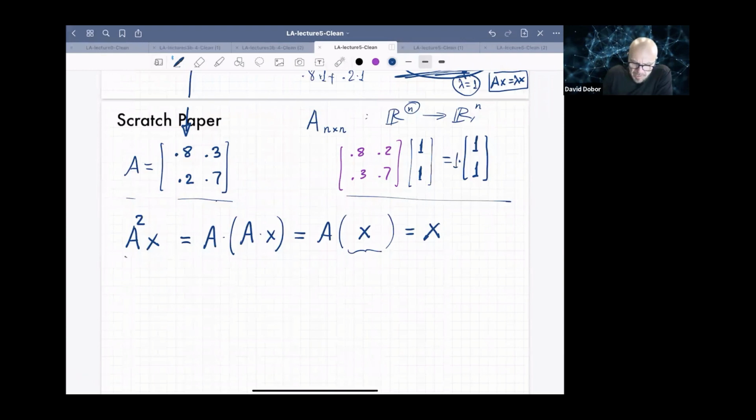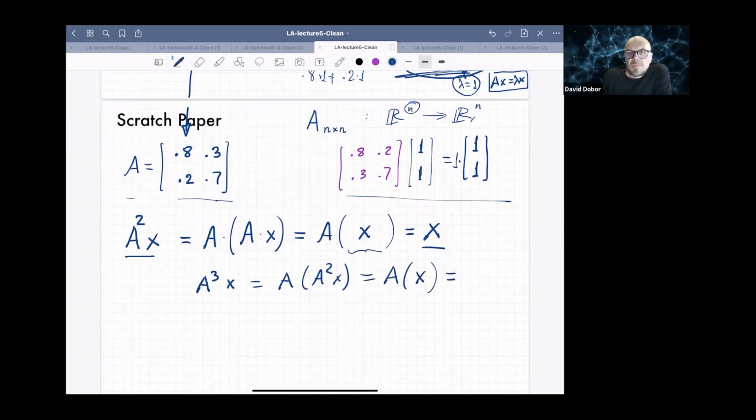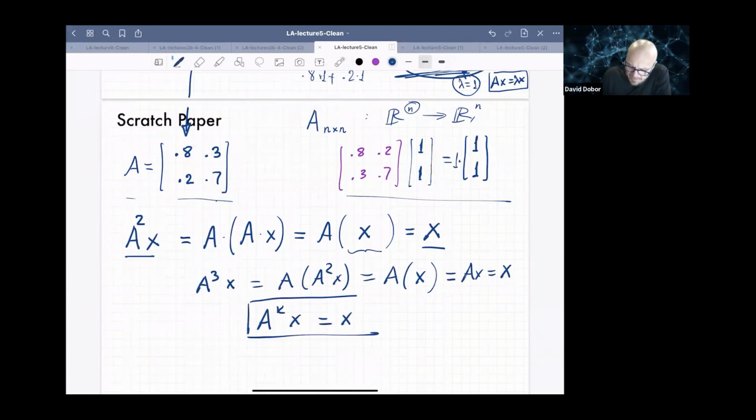Now that I know that A squared x gets me x on the other side, what does A cubed x give me? That's A applied to A squared x, which I know to be x already. So that's A x, and that's x again. So what comes out on the other side is going to be x, no matter what power of A I take. A to the kth power applied to the same x is going to give me x every time, if x is an eigenvector for lambda equals 1. We used lambda equals 1 here.